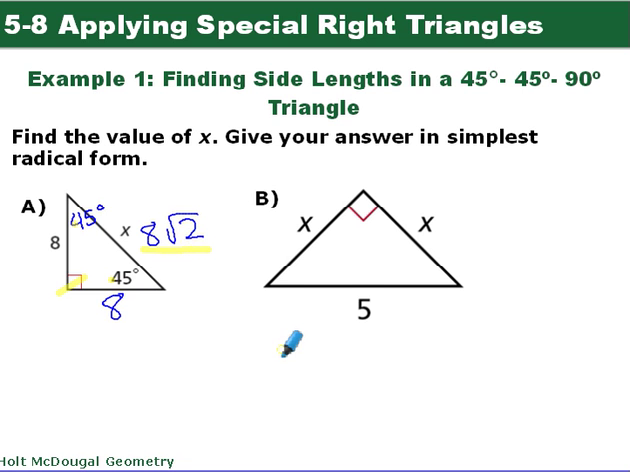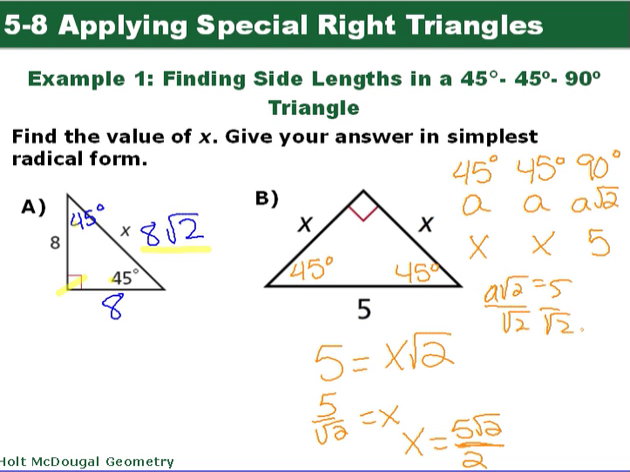For B, again, we have a 45-45-90. How do we know? Well, we have an isosceles triangle, which means the base angles must be the same, so they both have to be 45 degrees. And here we have the hypotenuse is 5. So for the second one, again, using the table Ms. Briscoe was talking about, 45-45-90.